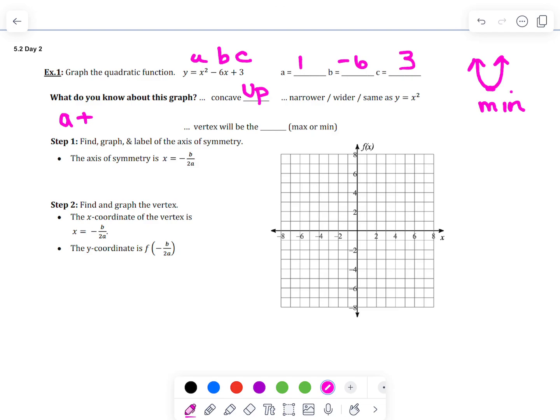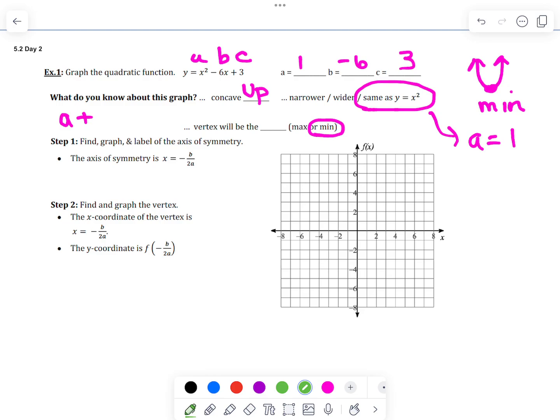The parabola is also going to be the same as its parent because the a equals 1. So there's no multiplier in front of that a, so it's not making it narrower or wider. The last thing is the vertex will be having a minimum point because it opens up. So we'll have a minimum at that vertex point. So let's go ahead and find the axis of symmetry.